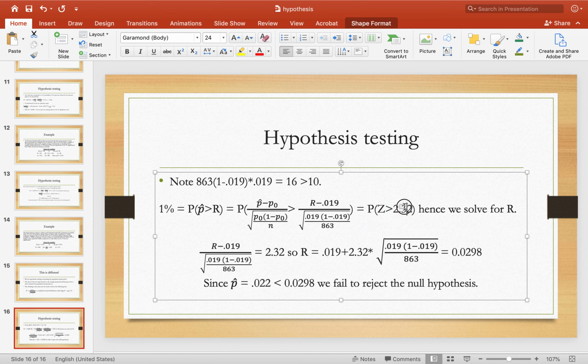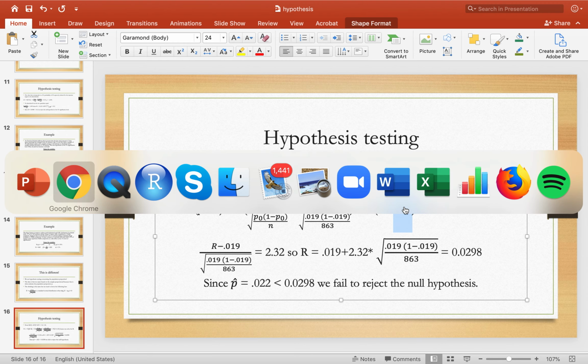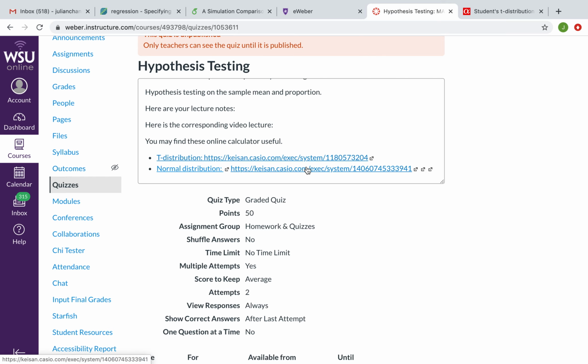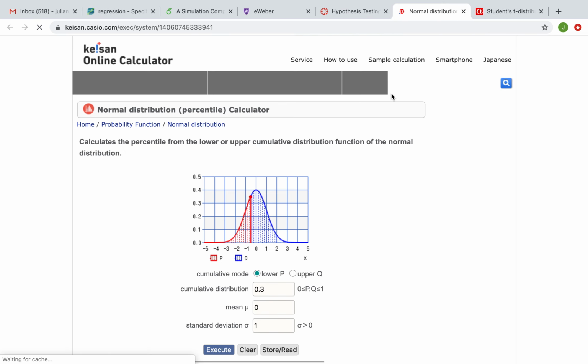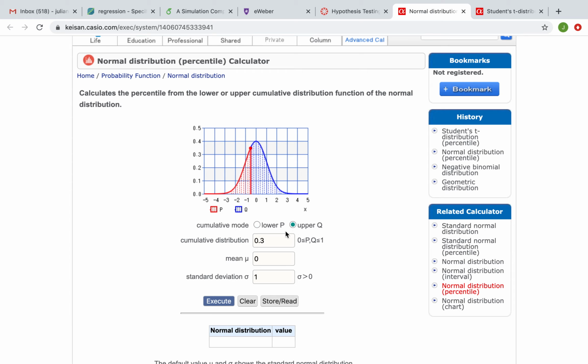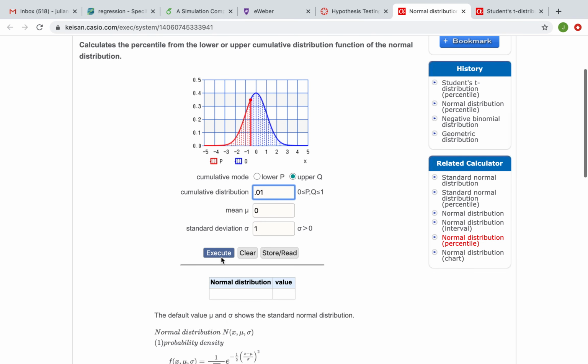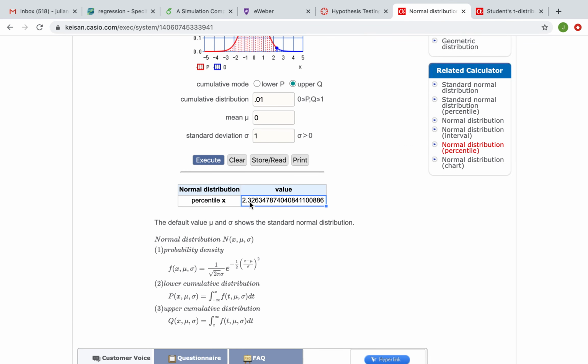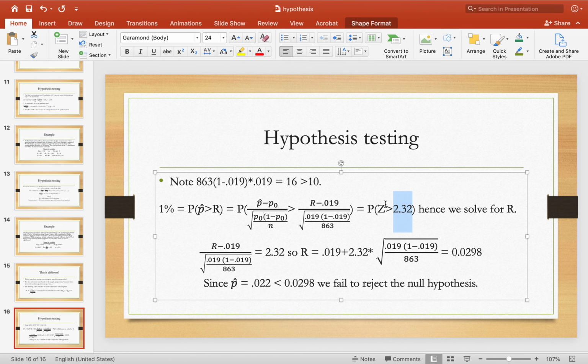How do I get that 2.32, you might ask. Well, let me show you. I'm going to use an online calculator, but I need a slightly different one. So I'm going to use the normal distribution one. I want the upper quantity, because that's the form of the alternative, 0.01. I have mean 0, standard deviation 1. So go ahead and execute that, and I'm going to get 2.32. That's the value I get, and that value of 2.32 comes from that calculator.